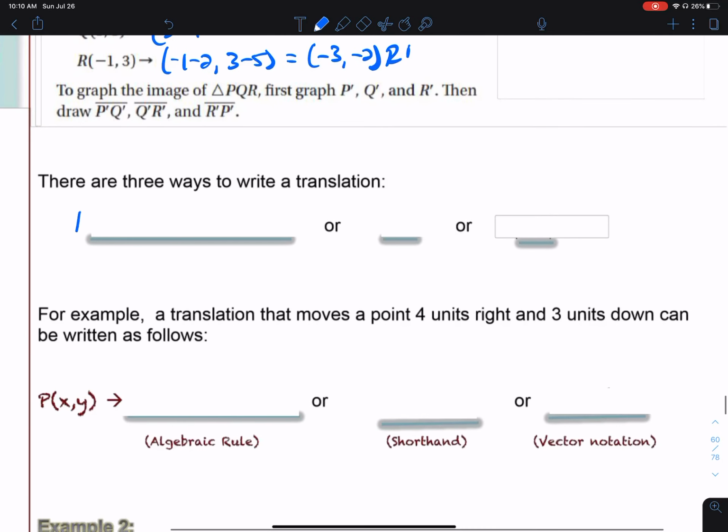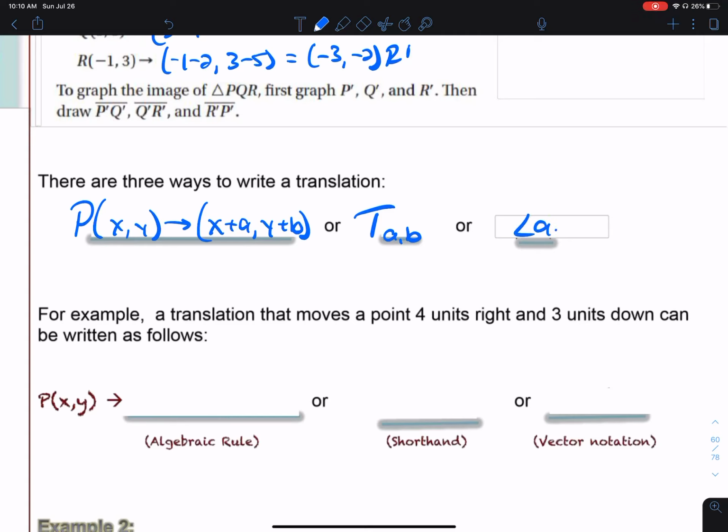We could write it as point XY is going to become X plus A and Y plus B. Or you could write it as translation AB. Or you could write it as vector AB.